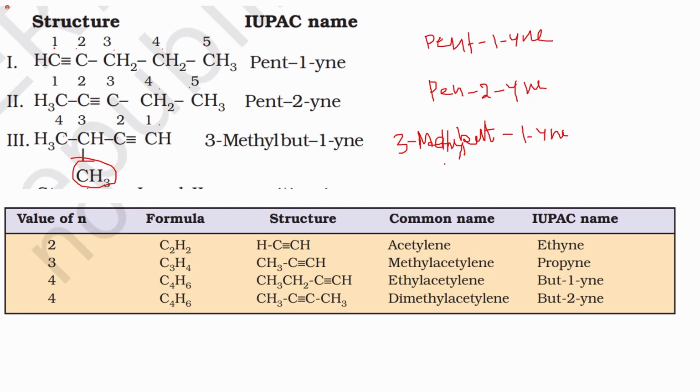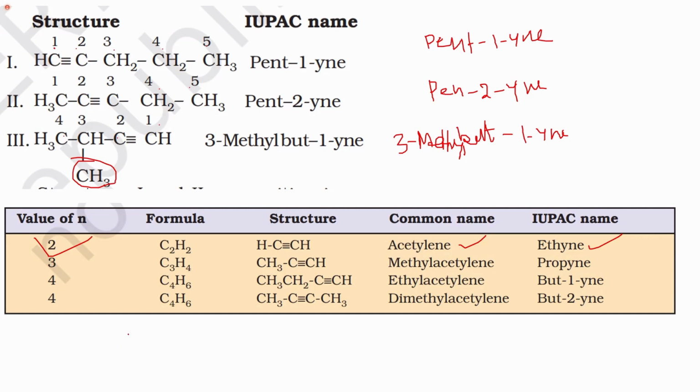Now, when n equals 1, the hydrogen will be 0, so that is not possible. We have to start from n equals 2. If n equals 2, then your formula will be C2H2, and the structure will be acetylene, CH triple bond CH. That is called the acetylene moiety, and the IUPAC name is the ethyne molecule.